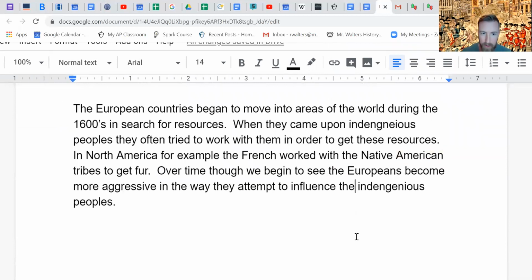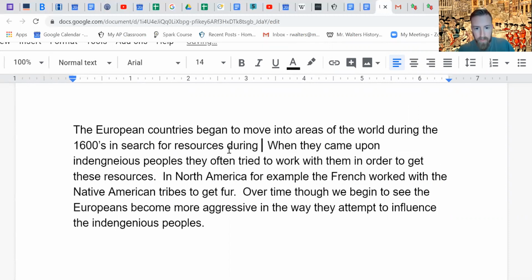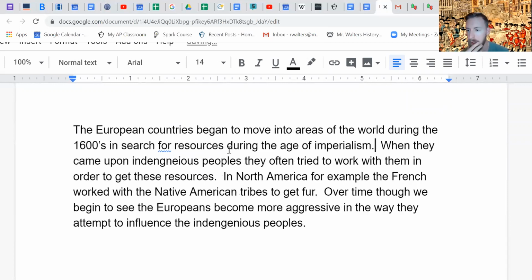Did I use the word imperialism or colonialization? Okay, I would have probably added those types of terms in there. Like, I could say during the 1600s search for resources, during the age of imperialism. When you can use those words like that, that shows that you really have a grasp of the language that was being used to describe those periods. That's all I need for contextualization to start off.